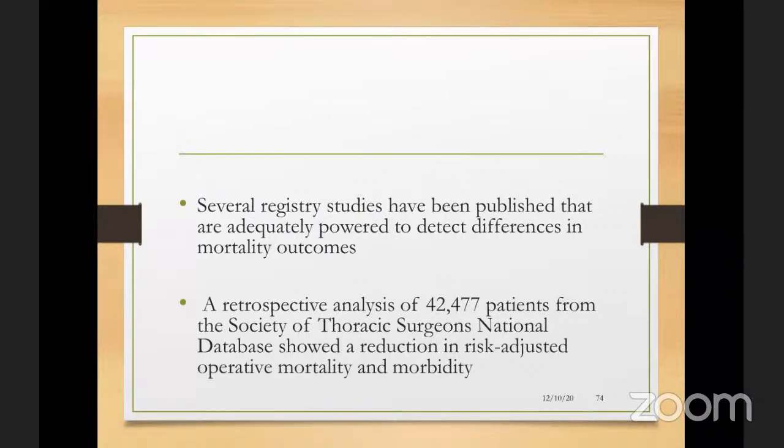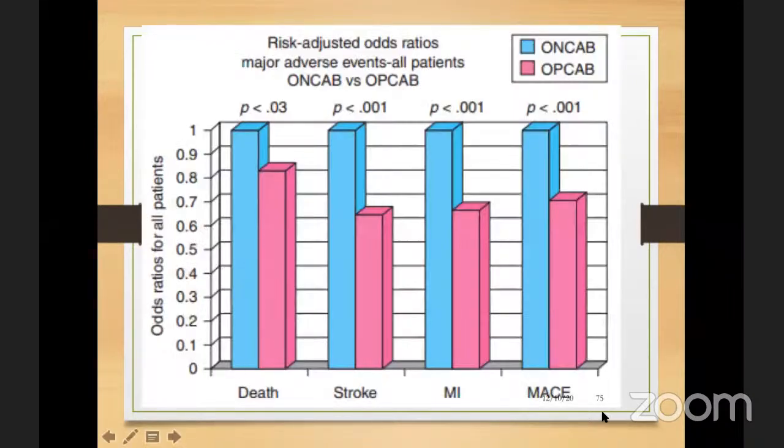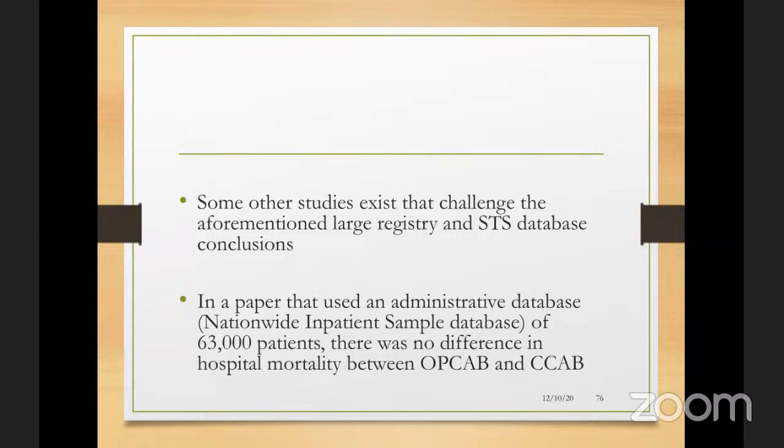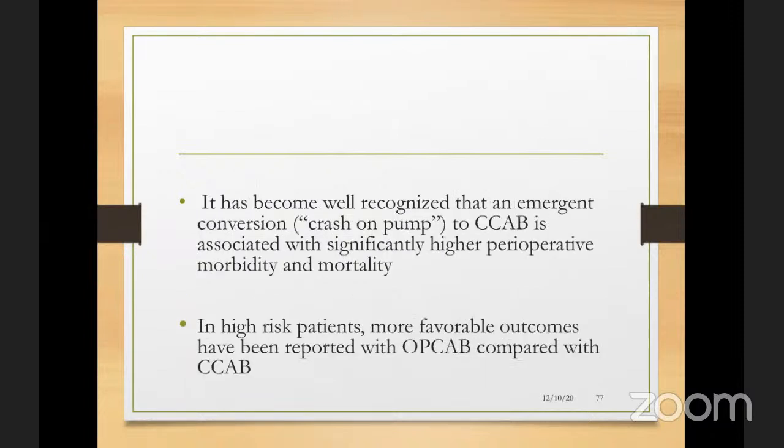Retrospective analysis of 42,477 patients from the STS national database shows reduction in risk-adjusted operative mortality and morbidity, as shown here, with off-pump compared to on-pump. Some other studies challenge the STS database conclusion. In one paper that used an administrative database of 63,000 patients, there was no difference in hospital mortality between off-pump and conventional CABG.